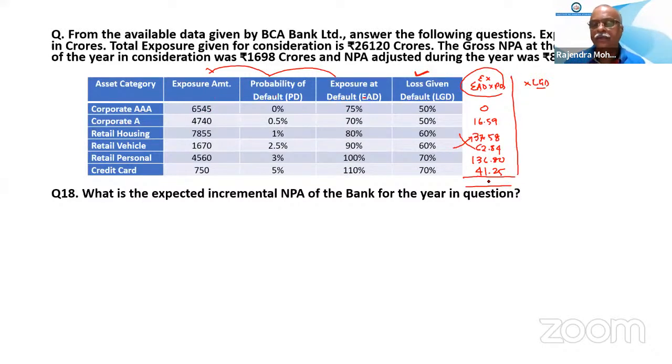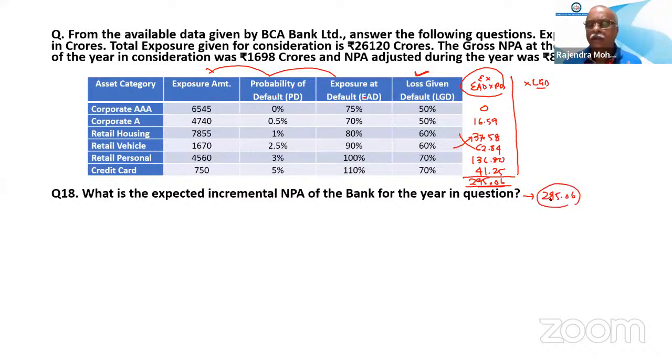So what is the total coming here? 297.11. 295.06. 295.06 is the incremental NPA. So the answer will be here 295.06.